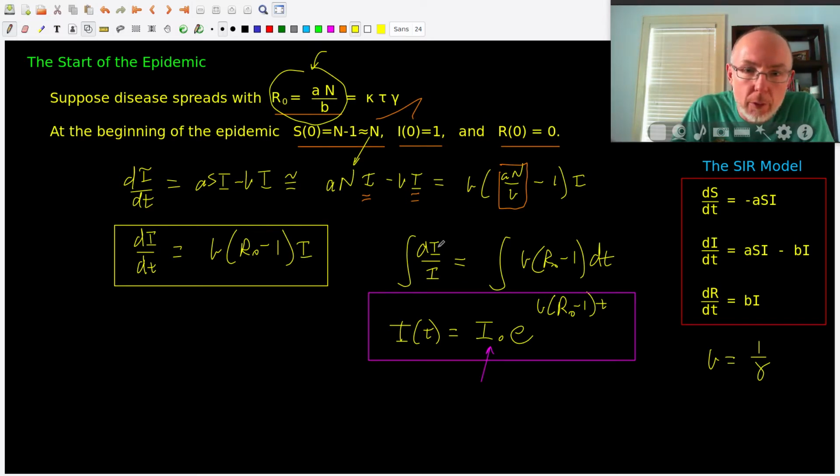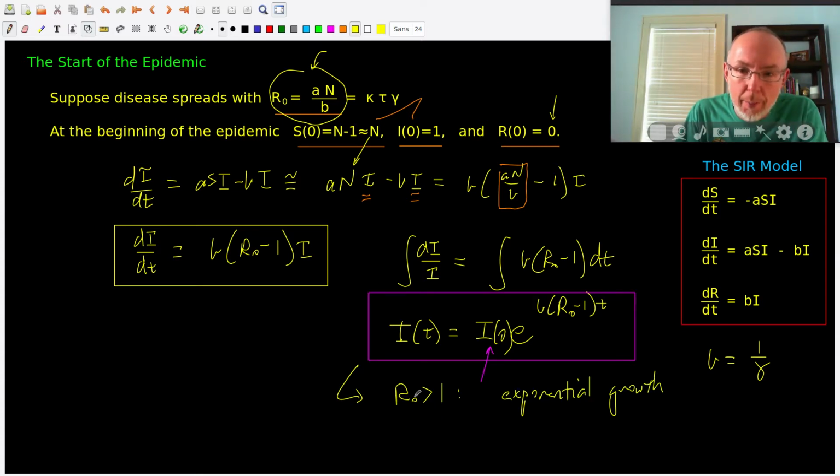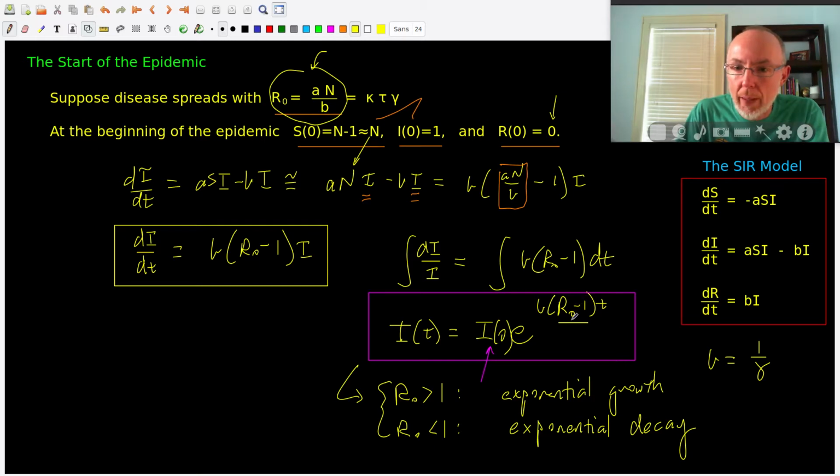And there's a bit confusing in this notation. Let me write this as I of 0 because R sub 0 isn't the number of removed at time 0, because that's 0. R sub 0 is the basic reproductive rate. So you can see very clearly here, I hope, that if R sub 0, the basic reproductive rate, is bigger than 1, then this quantity is positive, b is positive, and so this is exponential growth. But if R sub 0 is less than 1, then we see exponential decay. Because if R sub 0 is less than 1, then this quantity in the brackets is negative, times b, which is positive, times t, which is positive. Right? This is for time greater than or equal to 0. So we see exponential decay.